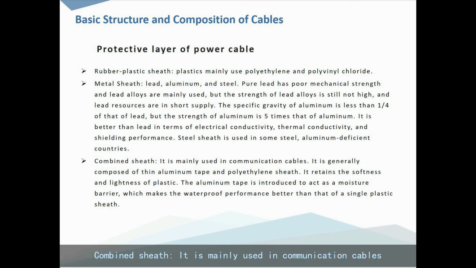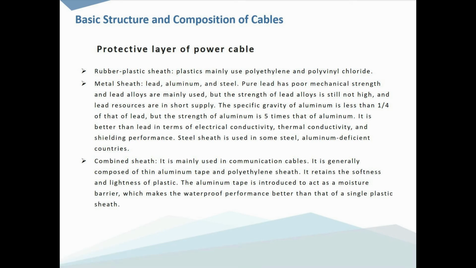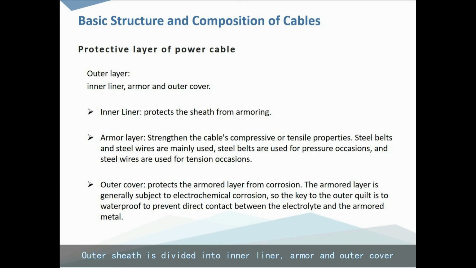Combined sheath. It is mainly used in communication cables. It is generally composed of thin aluminum tape and polyethylene sheath. It retains the softness and lightness of plastic. The aluminum tape is introduced to act as a moisture barrier, which makes the waterproof performance better than that of a single plastic sheath. Outer sheath is divided into inner liner, armor and outer cover.